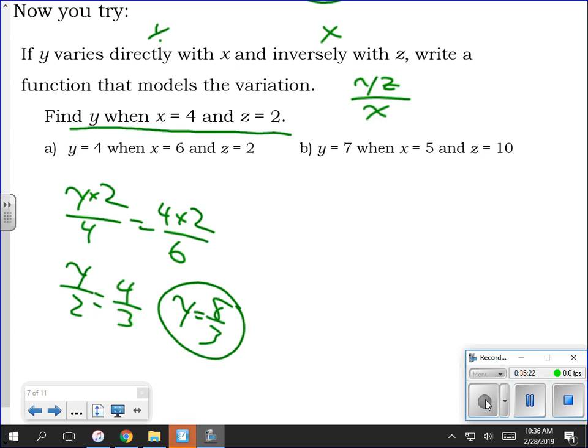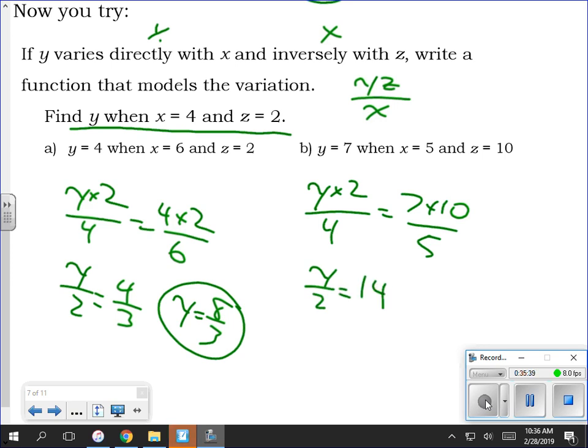Same relationship here. Y times 2 over 4 is equal to 7 times 10 divided by 5. So that means y over 2 is equal to 14. 7 times 10 divided by 5 is 14. Multiply both sides by 2. Y equals 28. Piece of cake. Easy.